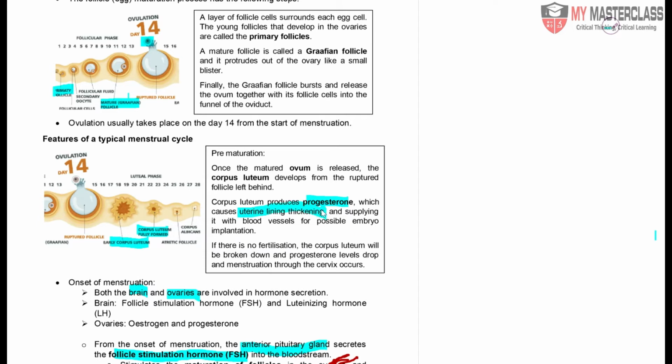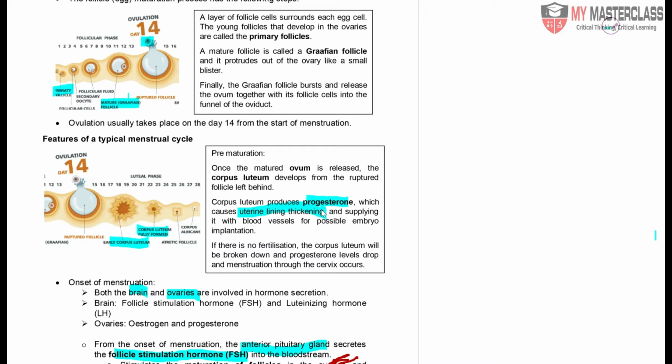So during this period of time from day 11 to day 17, that is the peak period for fertilization to take place, as the sperm itself can stay in the female reproductive organ for up to 3 days. Alright, so if let's say the sperm enters on day 11 and ovulation takes place on day 14, there is still a high possibility of fertilization to take place.